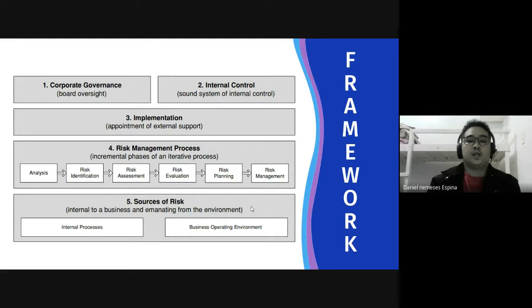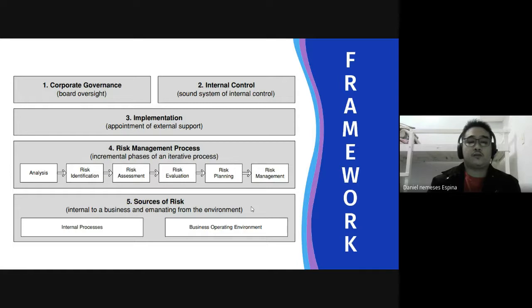Third is the implementation. So, in the implementation, we can hire or appoint somebody outside the organization. And of course, the fourth is the risk management process. So it starts with the analysis of the risk, identifying, assessing, evaluating, planning, and overall management of risk.